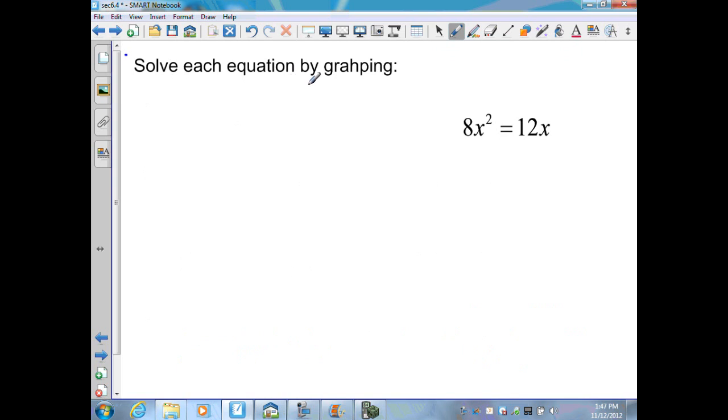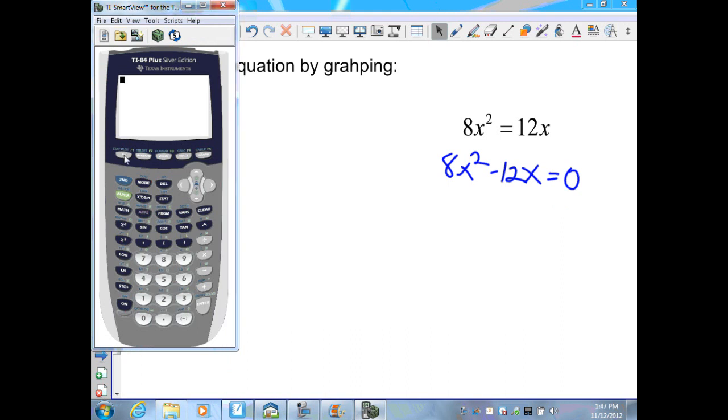Let's take a look at our first example to solve by graphing. Here I'm given 8x squared minus 12x. Number 1, I want to set that to 0, so that gives me 8x squared minus 12x on both sides. Now it's set to 0. I want to put that into my y-editor of my calculator. Y equals 8x squared minus 12x. And let's graph.